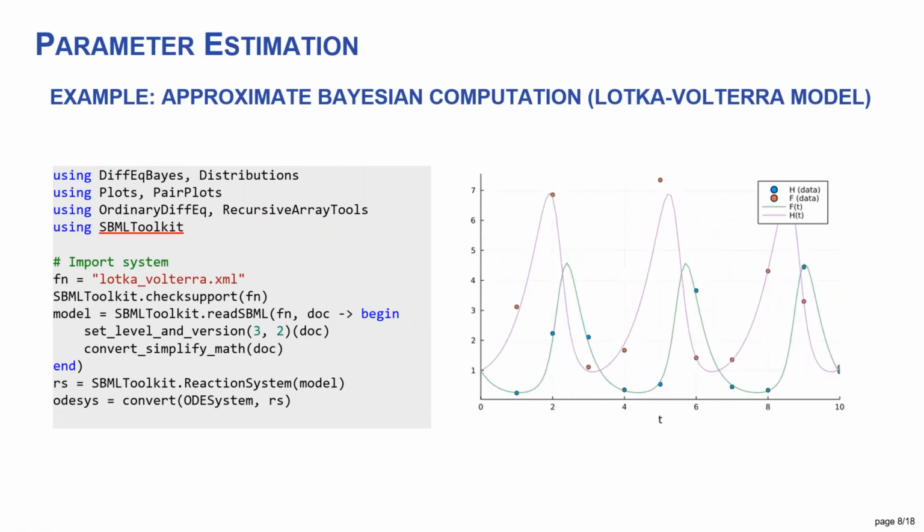The third use case is parameter estimation. And here we are looking at approximate Bayesian computation of a Lotka-Volterra model. But of course, again, there are other optimizers you could use in the SciML ecosystem. This uses SBMLToolkit, but there's one important thing to note.